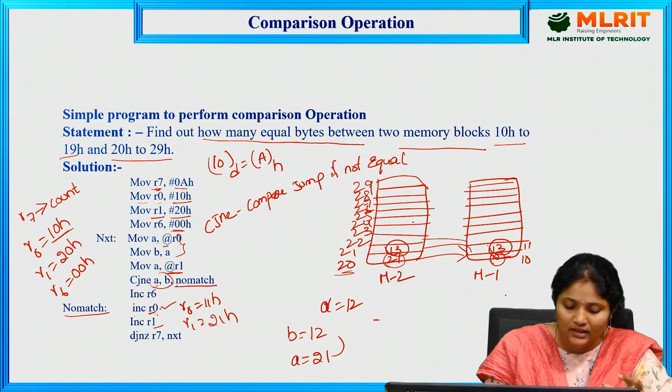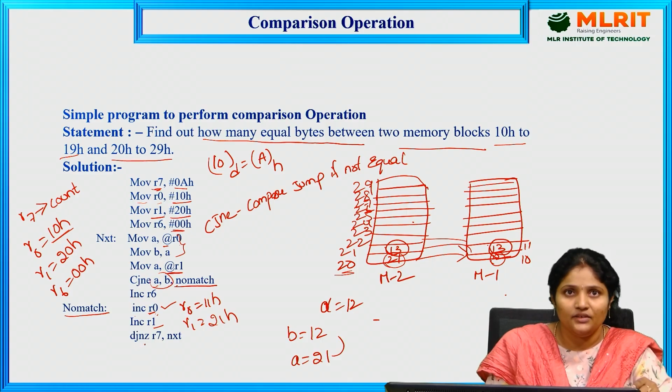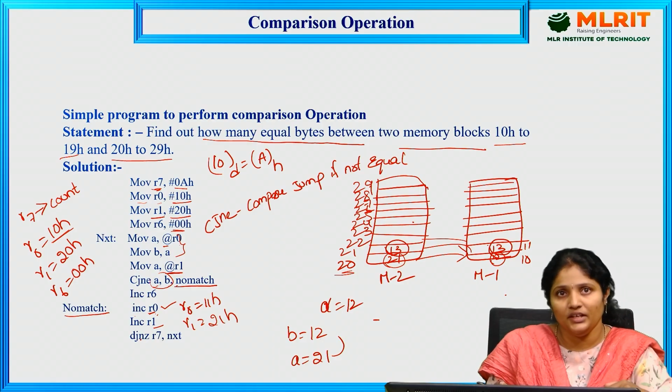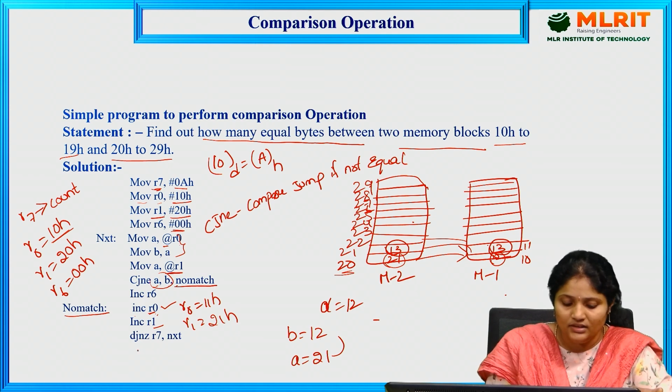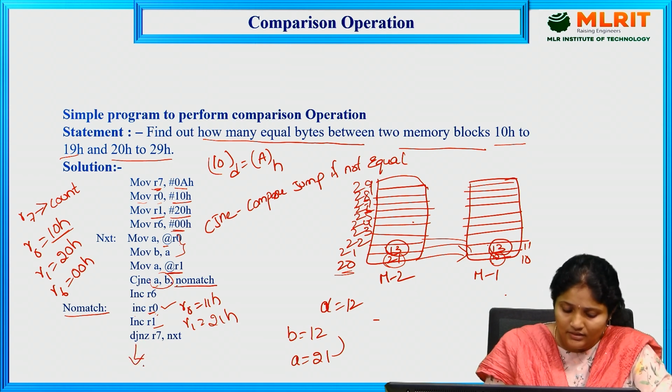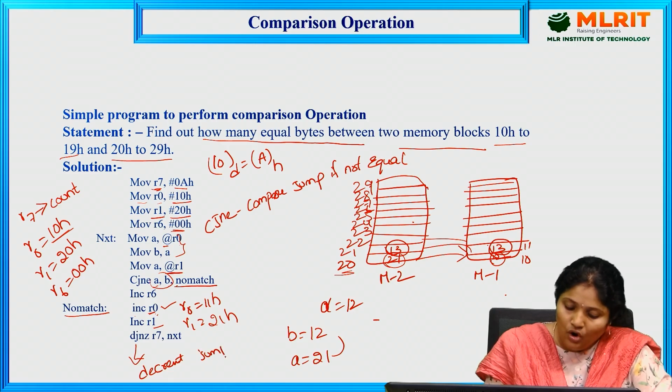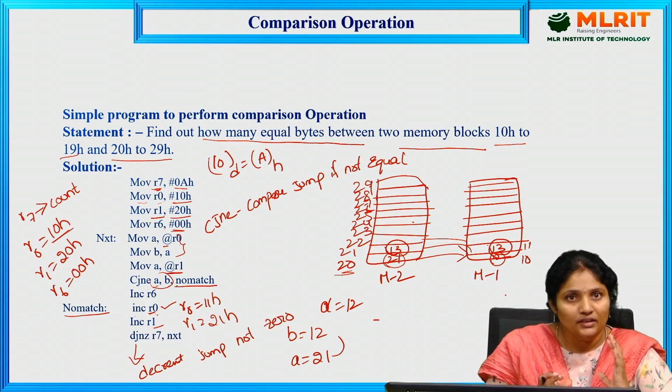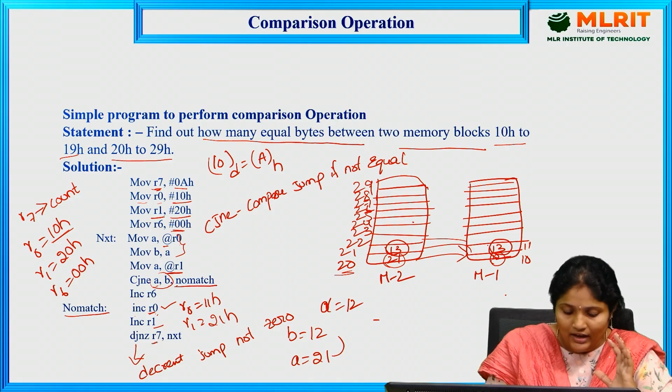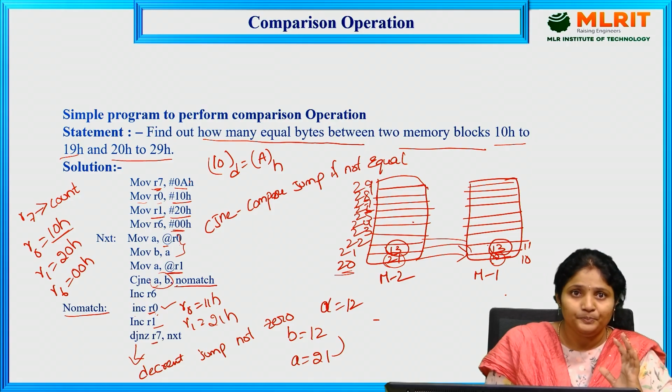Before that we need to decrement the R7 register because we have already kept the count there, 10. One comparison is already done, so we need to decrement the count. That's why one instruction is given. What is that instruction? Decrement and jump if not 0. So now we need to decrement the register present there. The value of R7 is 10 in decimal, so it will be decremented.